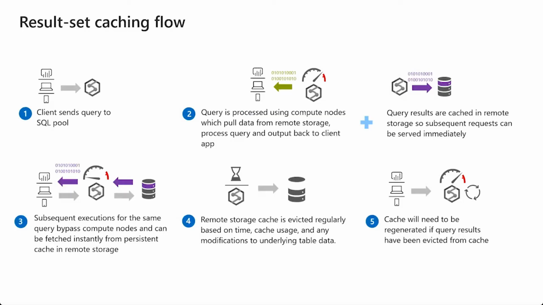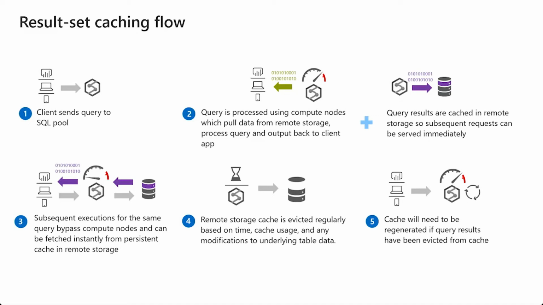Let's talk about result set caching. Caching the results of a query in data warehouse storage enables interactive response times for repetitive queries against tables with infrequent data changes. The result set cache persists even if a data warehouse is paused and resumed later. Query cache is invalidated and refreshed when underlying table data or query code changes. Result set cache is evicted regularly based on a time-aware least recently used algorithm.